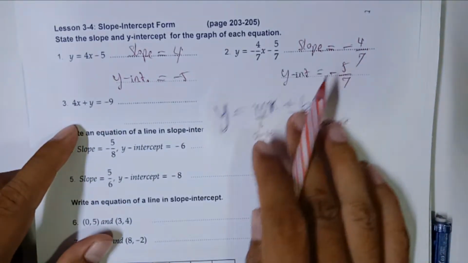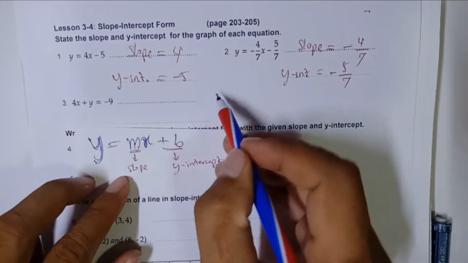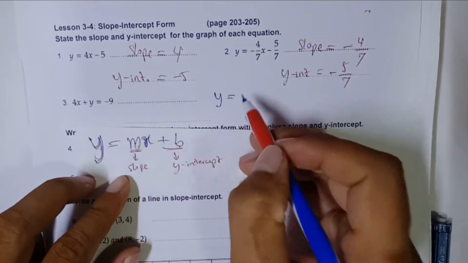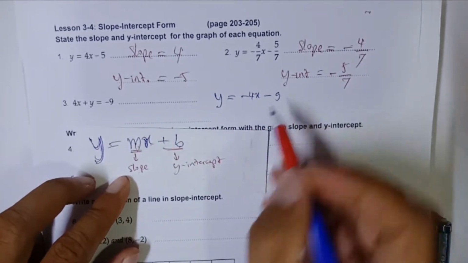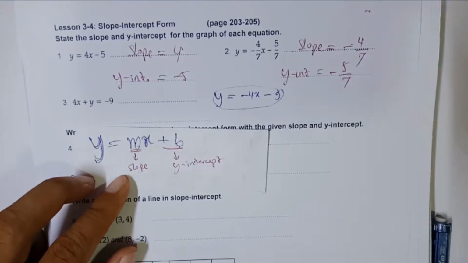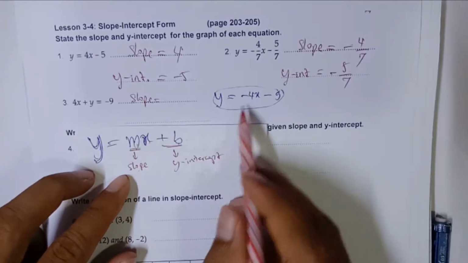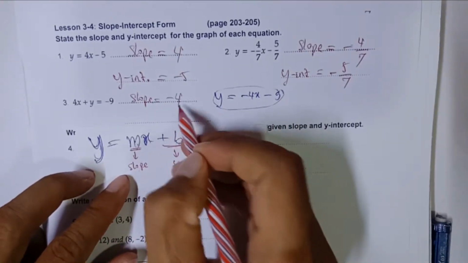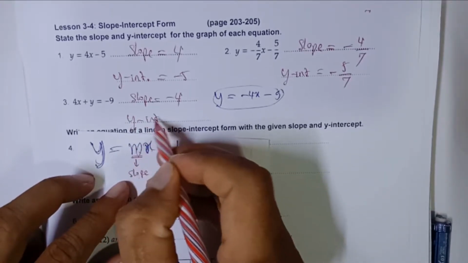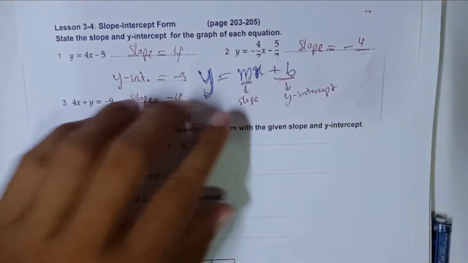Now for number 3, we need to convert this equation first. So I'm going to move 4x to the other side. So I have y equals minus 4x minus 9. Therefore, from that, you can easily find the slope and the y-intercept. In this case, slope is equal to minus 4, and the y-intercept is equal to minus 9. Okay, let's go on furthermore.